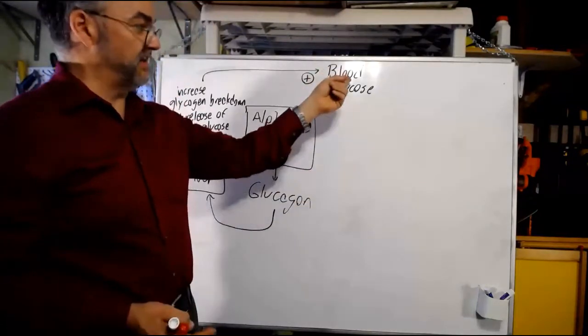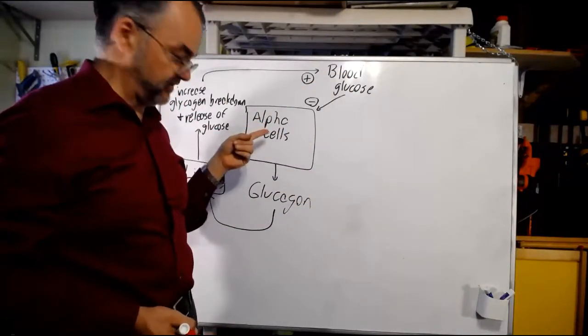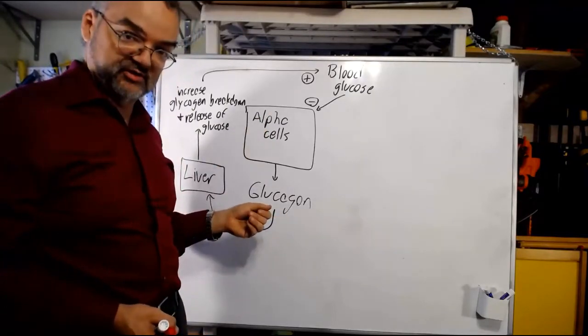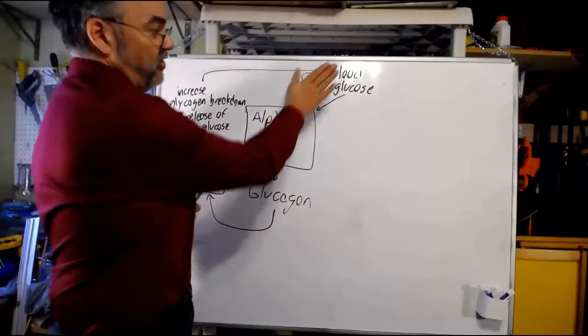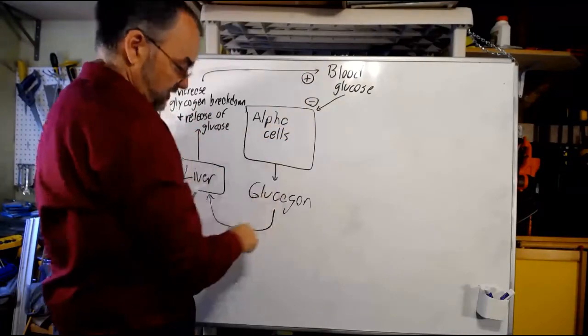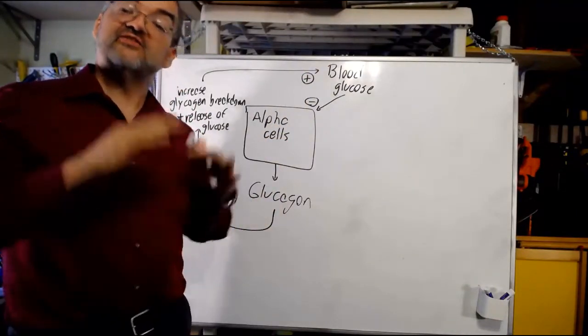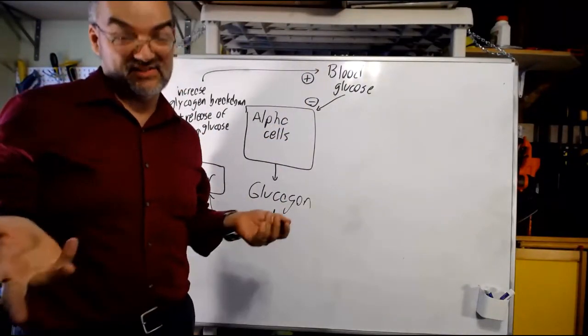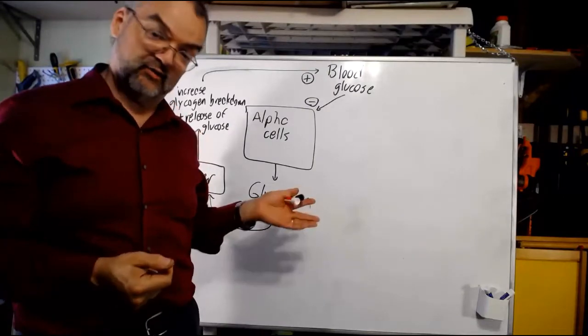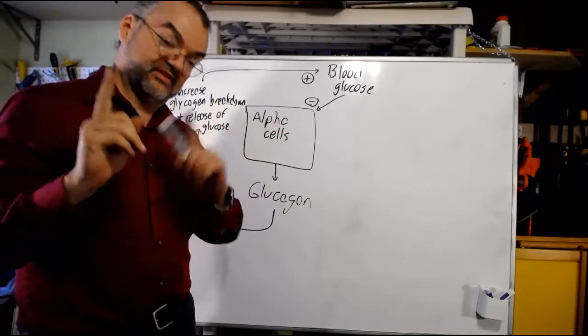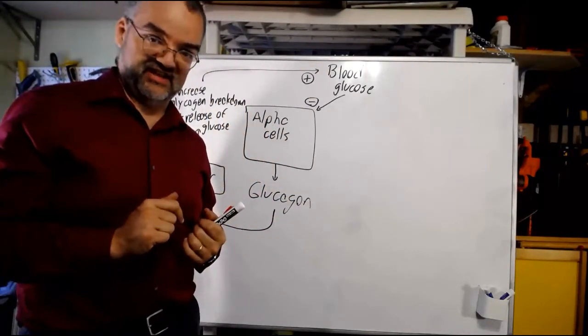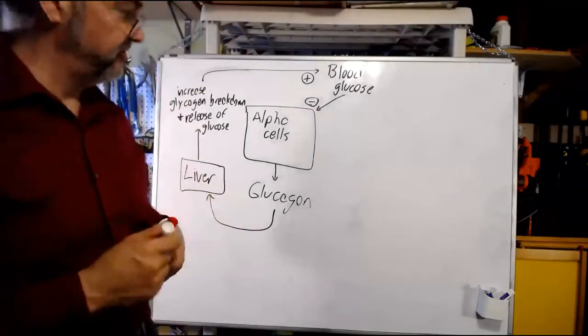If blood sugar gets high, it suppresses the alpha cells, so they don't produce as much glucagon. If blood sugar is low, if we take this away, the alpha cells are allowed to make glucagon. So that's a simple negative feedback system. That's actually a lot like the parathyroid hormone system. But that's only one side of this thing. Now let's look at the other hormone.